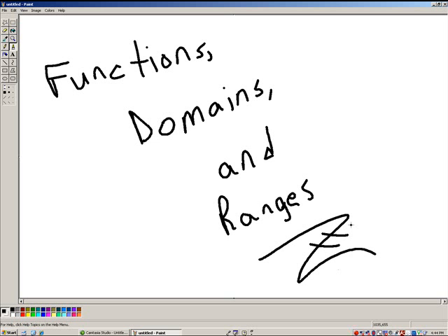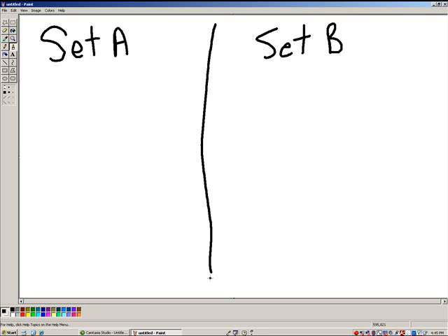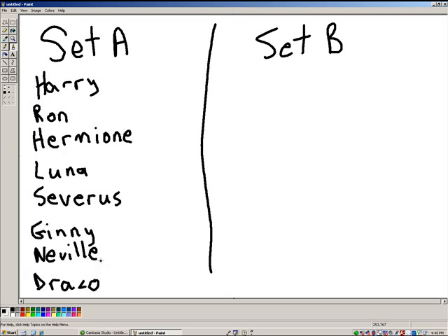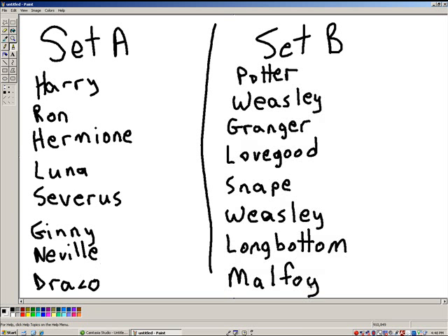This video will deal with functions, domains, and ranges. Before we can talk about any of the three, however, we must first talk about relations. A relation is nothing more than one set of data related to another set of data. For instance, let's say set A is a list of first names. Set B could be a list of last names. Obviously, we who are fans of Harry Potter know the relationships.